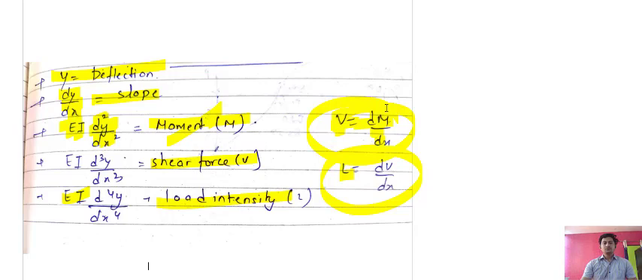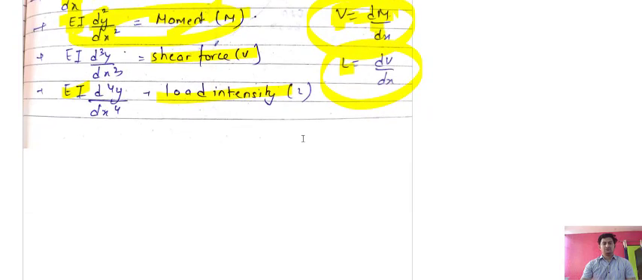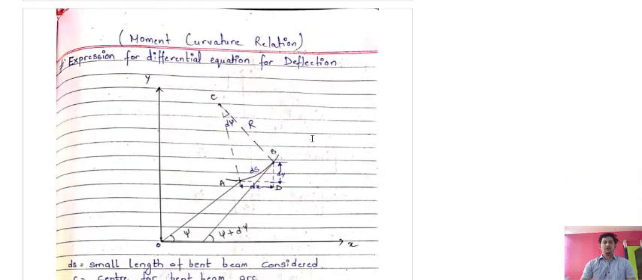Now the most important part before going to the deflection is the moment curvature relation. This is the moment curvature relation. So how do we derive this equation? That is based on the moment curvature relation. For that, I have taken an example of a simply supported beam. When the loading is here, it tries to bend the structure and the beam bends like this.